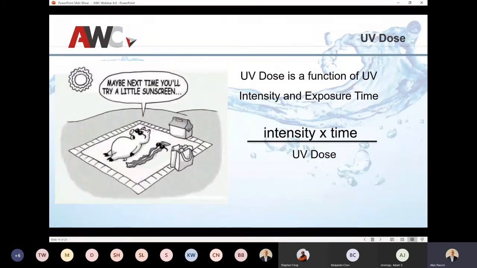So an easy way to take a look at dose is that UV dose is a function of intensity and time, okay? So how much light we're hitting it with and how much time it's exposed to the light. So that's what gives us the UV dose.